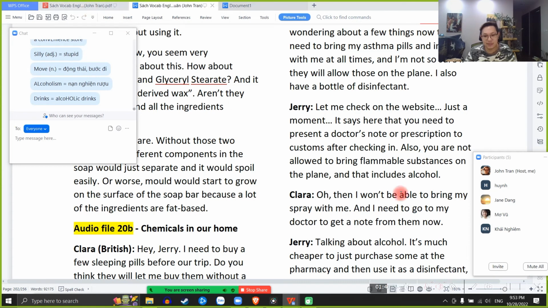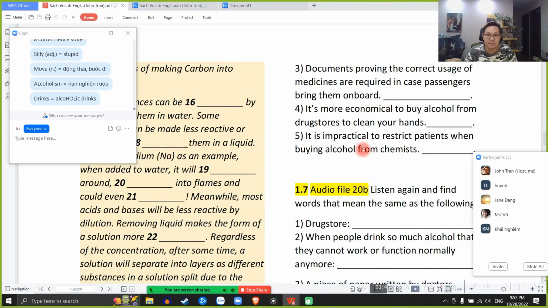Yeah, chỉ có Jerry thông báo điều này thôi, and Clara agrees with that, right? Và Clara đồng ý, nhưng mà chỉ có Jerry kể cái chuyện này thôi. Only Jerry informs her of this, right? So only Jerry said this.